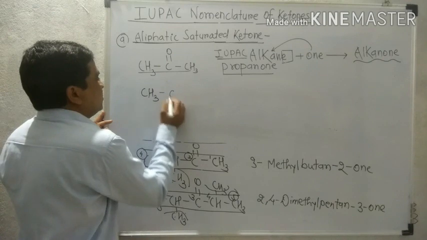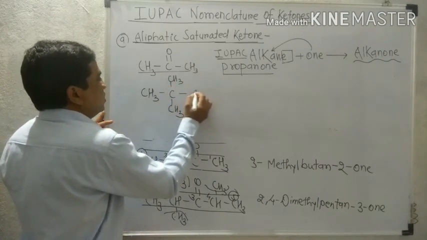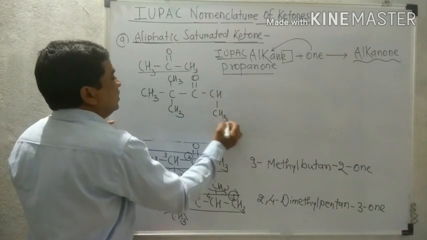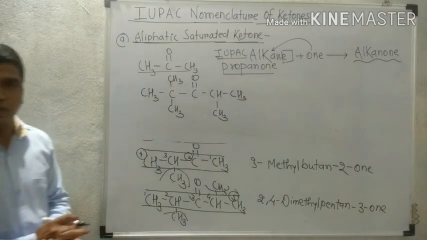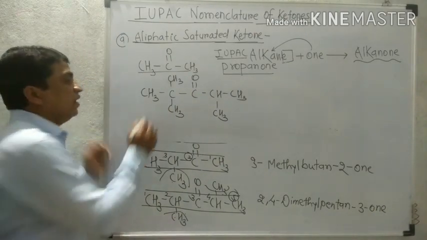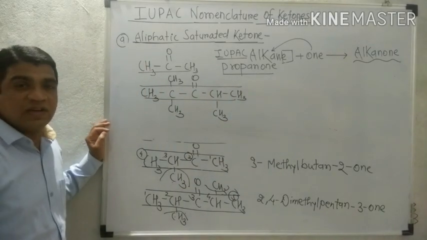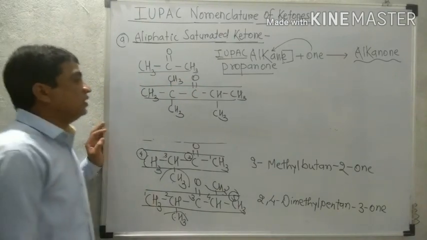CH3, CH3, CH3, C=O, CH, CH3, CH3. For this structure, we want to select first, we know that the first rule is to select the longest chain. This is the longest continuous chain of carbon that includes the C=O group. That is a must in the chain.